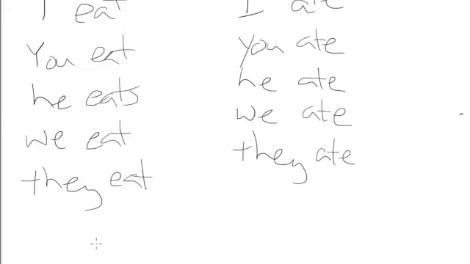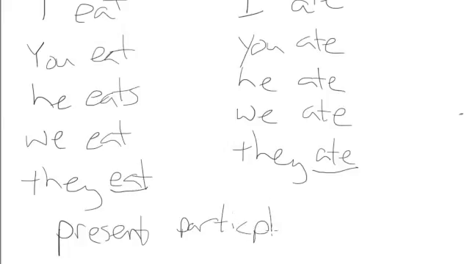Now, when you conjugate, the two other things you need to know besides the present tense and the past tense of the verb are the present participle, and that is eating. The present participle is always the verb with ing after it, eating, and the past participle is eaten. So basically with the present tense, the past tense, and these two participles, you can form all of the tenses for the verb to eat.